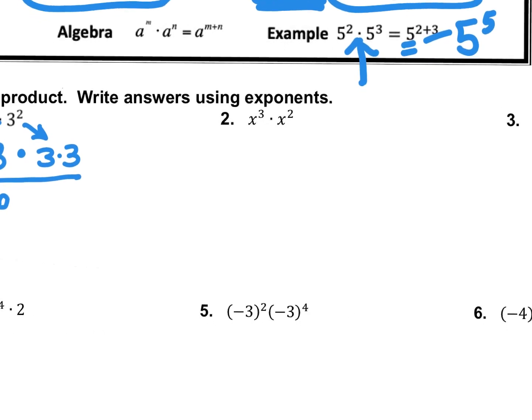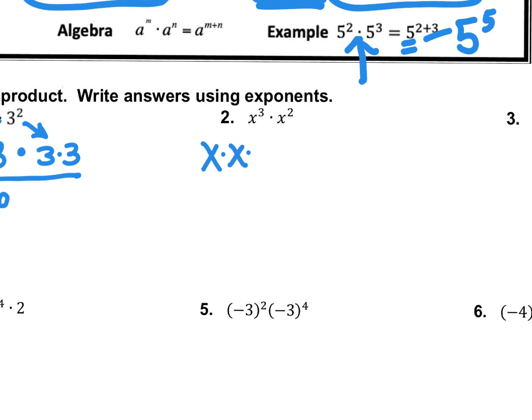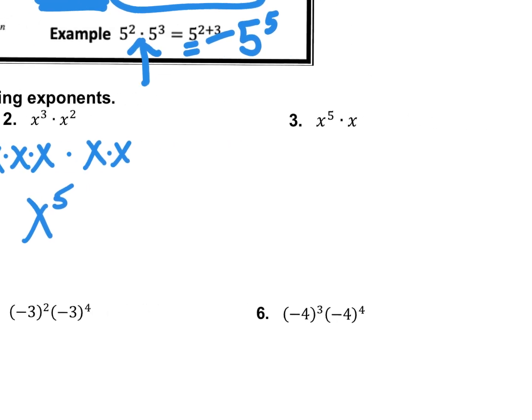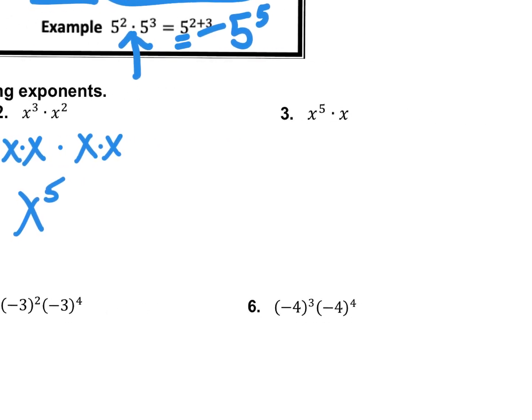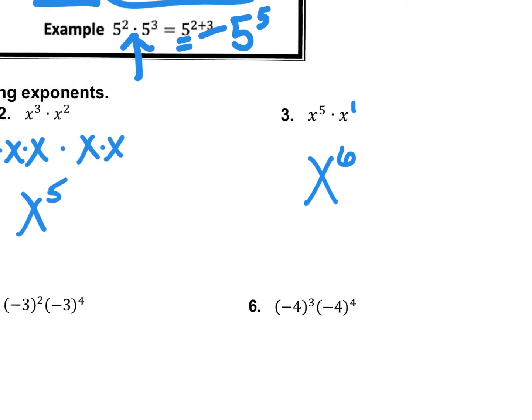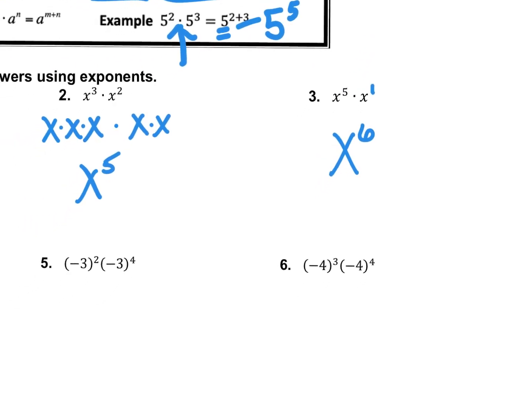So in the next problem, it would mean x times x times x, and then x squared is x times x, and then we're multiplying those, and we would get x to the 5th power. In this one, we're just going to add up the exponents. We don't really have to write out the list every time. We can just use the little rule, and this would be x to the power of 6. Because when we don't see an exponent there, there's really a 1 there.